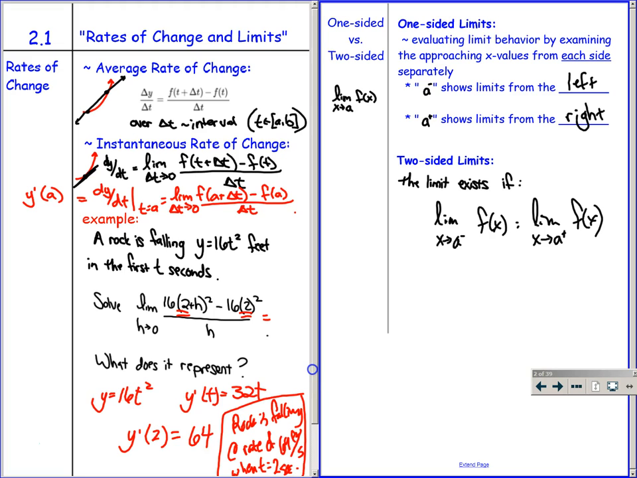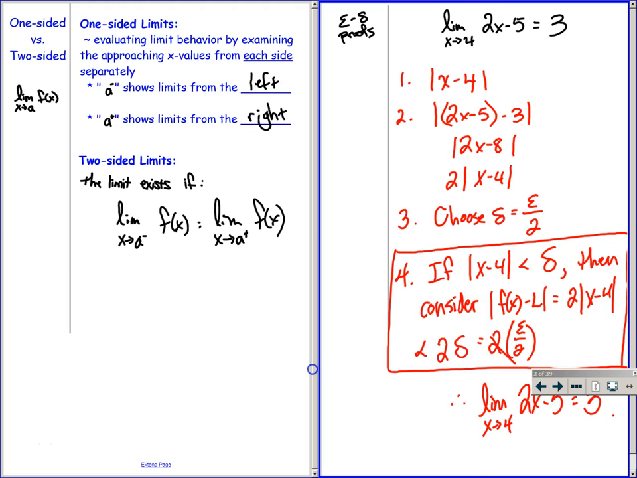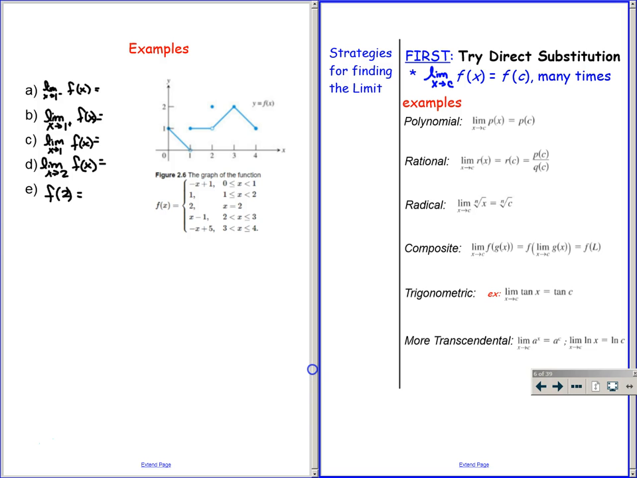Good. Okay, let's get past all that epsilon delta stuff. Let's get to an example.